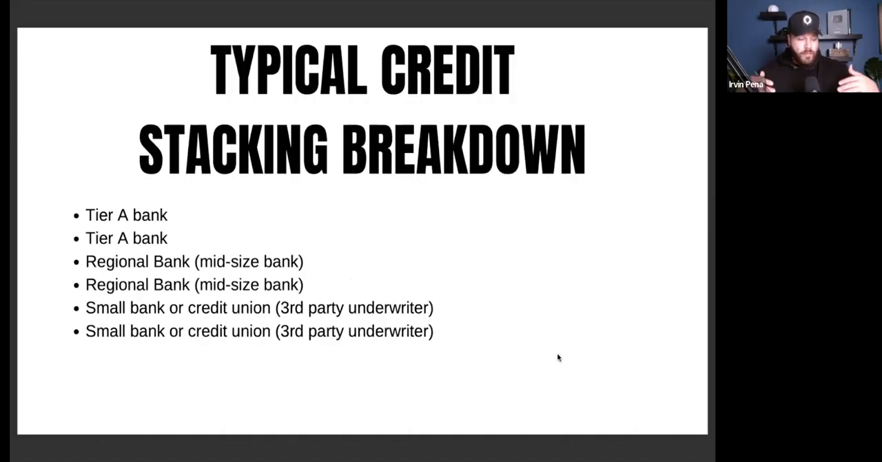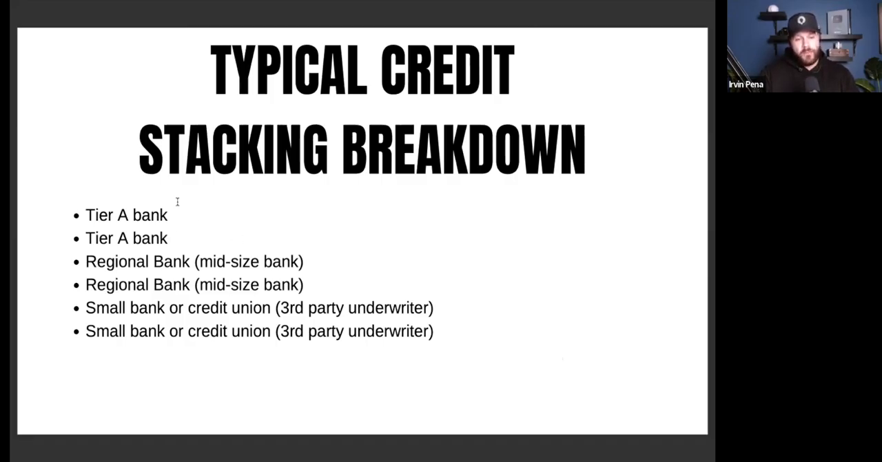And so this right here is a typical credit stacking breakdown. So very simple framework, again, surface level, but this is essentially how I want you to view it. At the top, you'll have, let's say, 2 tier A banks, you have 2 regional banks, and then you have 2 small banks or credit unions, which are usually with third-party underwriters, right?